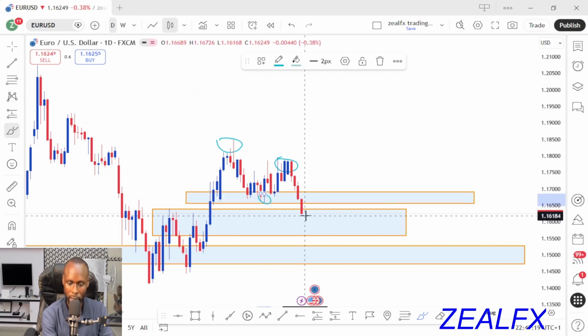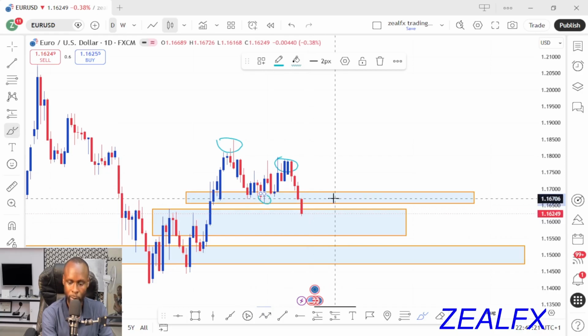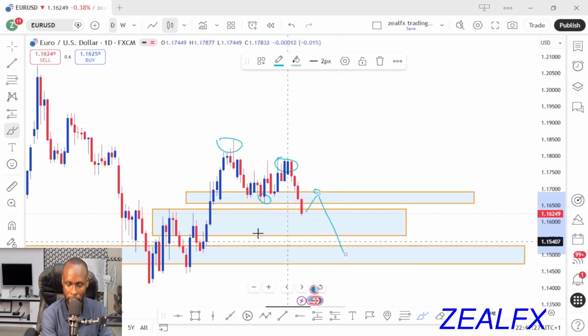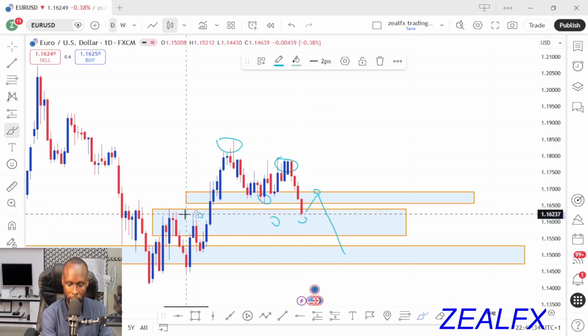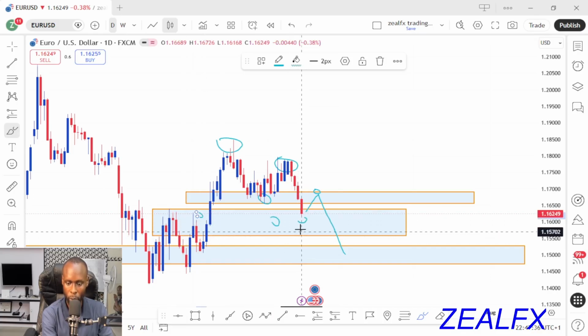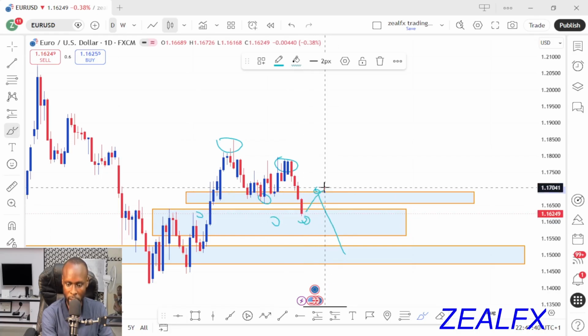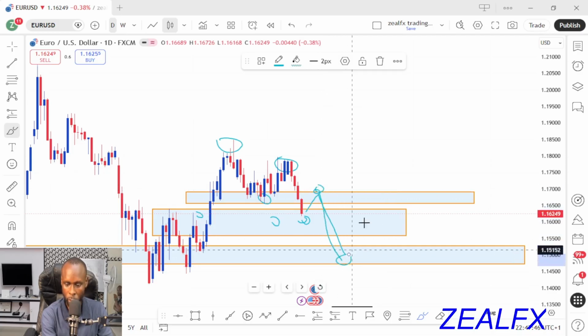So if we are to sell the Euro USD, we need price to come to this resistance. Then we can start looking for sell to the downside. We can see that price currently closed on this weekly support and also a daily support level. So we cannot sell from this support area now. We need to sell from this resistance area. So we expect price to come to this resistance before we start looking for the sell opportunity to this support level.